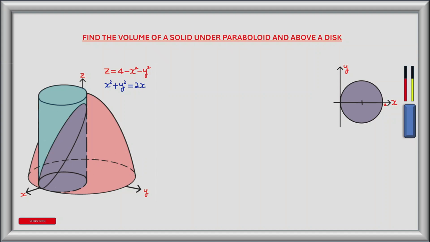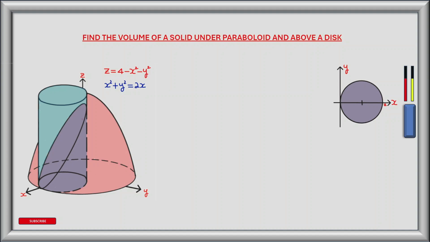Let's now take a closer look at the disk in the xy plane. As you can see, it's a circle of radius 1 and cuts the x-axis at 0 and 2. To find the volume between the surface of the paraboloid and the disk when extended vertically upwards, we'll find the area of the disk and multiply by a height component to find the volume. To facilitate this, I'm going to use polar coordinates.